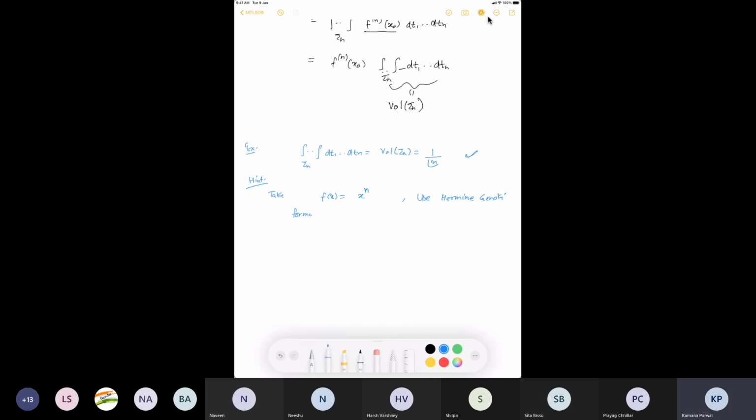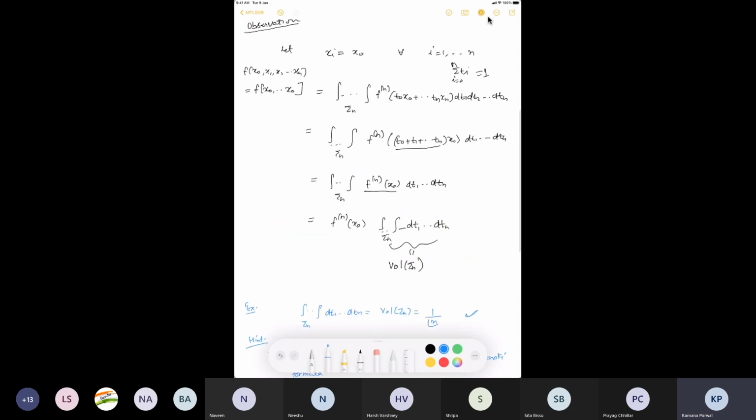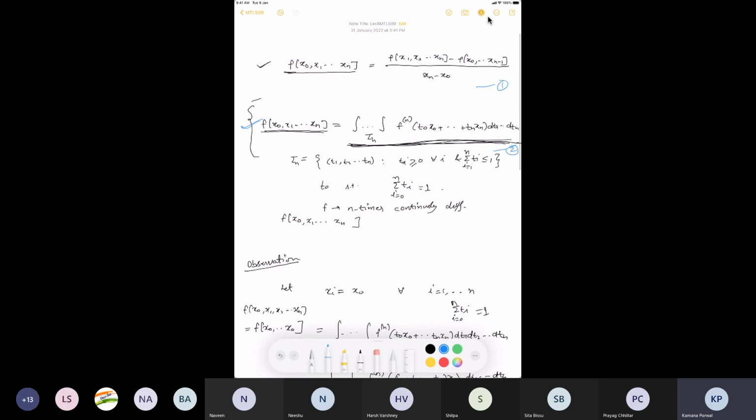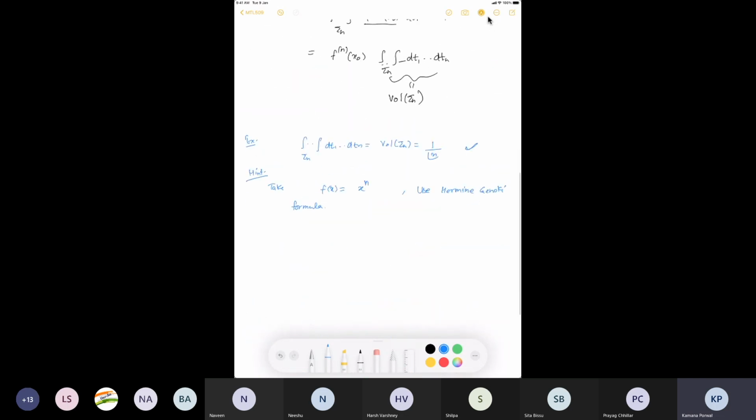Ma'am, can we do it by induction? Yes, you can do it that way also. This is just one way I'm telling because we have already obtained this formula, but you can do it either way you want. You can simply apply the induction here and that also will work.